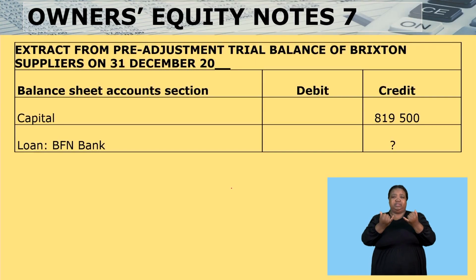Now, what I have here is an extract from the pre-adjustment trial balance of Brixton Suppliers on the 31st of December. That is the end of the financial year. And we are required now to prepare the owner's equity, Note 7. So you have to understand your notes, all right? You have to know all your notes that relate to the financial statements. Here we're going to prepare Note 7.